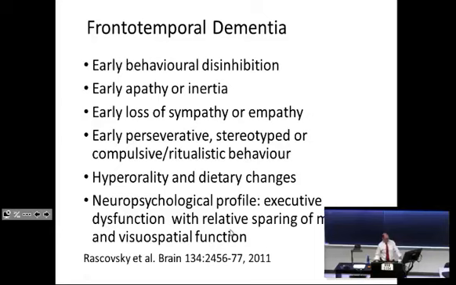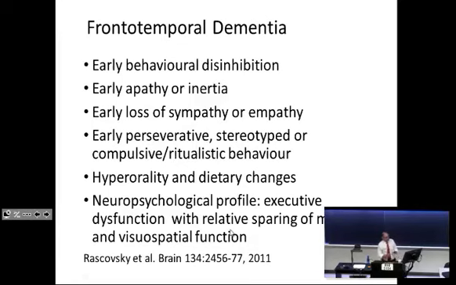Now, I want to give you an example of a dementia. It's a classical dementia affecting the frontal lobes. It's called frontotemporal dementia. And I'm going to be talking here about what's called the behavioral variant of frontotemporal dementia. Frontotemporal dementia is a broad term, and it can affect speech, it can affect behavior. What I'm talking about is the behavioral variant of frontotemporal dementia.